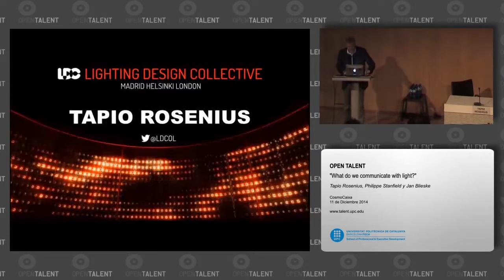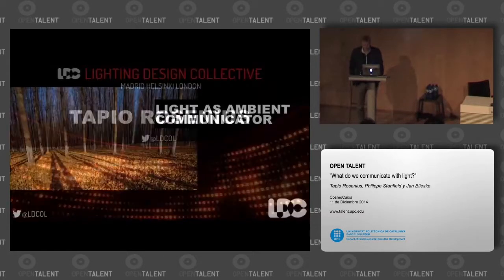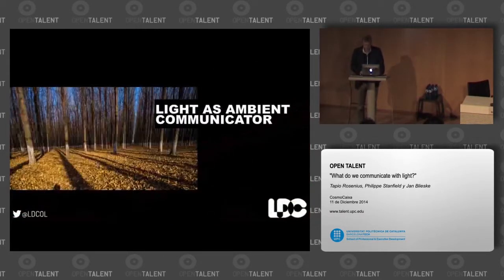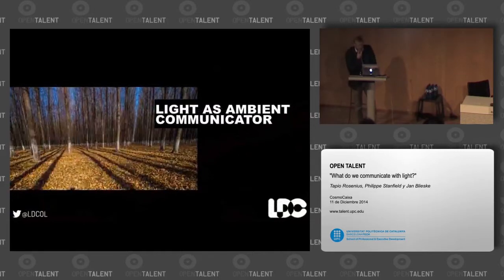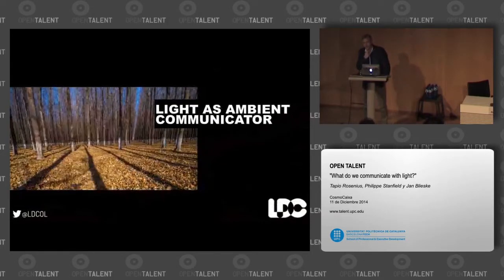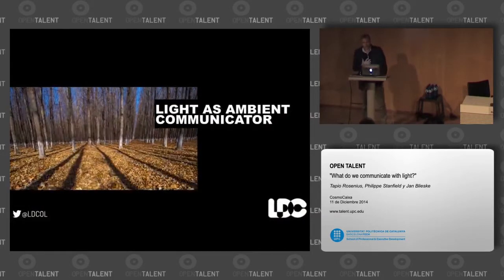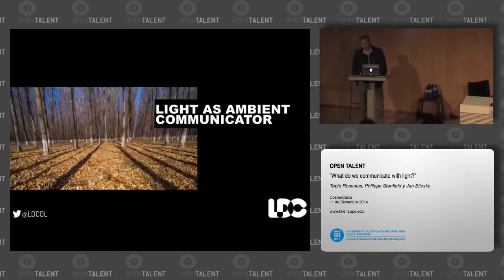Okay, here's my take on this idea of a light. What does light communicate? It's a very dear subject to me personally, to our studio. We've been really scratching our heads about this for a couple of years now. And it kind of starts from this. It's this idea of light as an ambient communicator. I mean, natural light, sky around us, that's an ambient communicator. It's a good example of it.